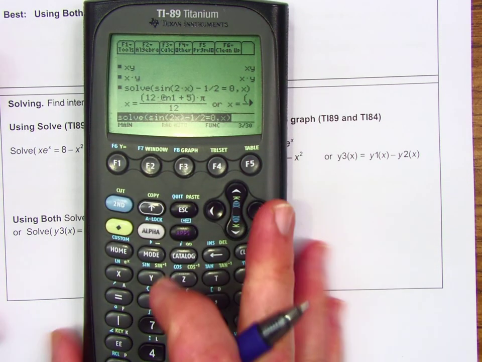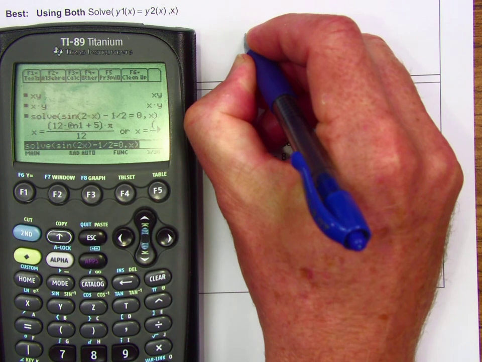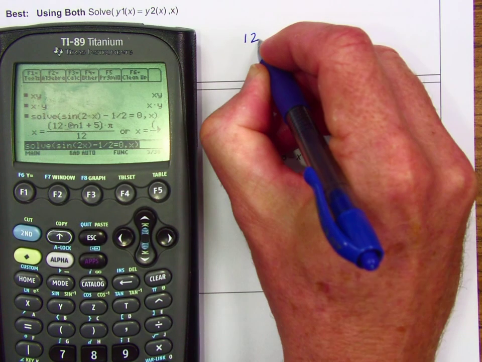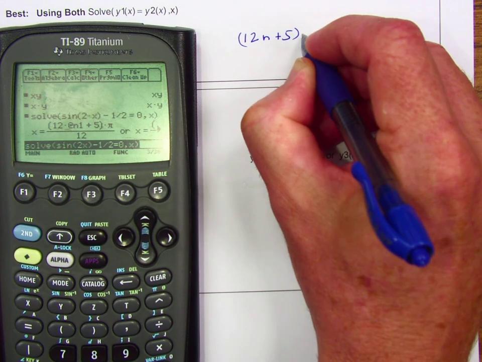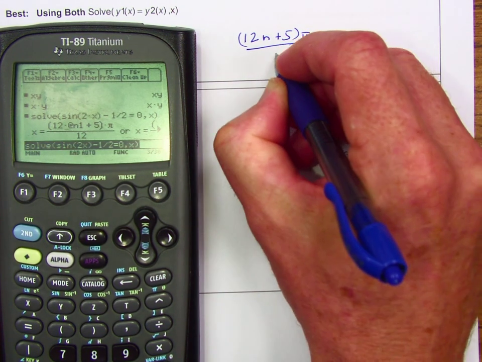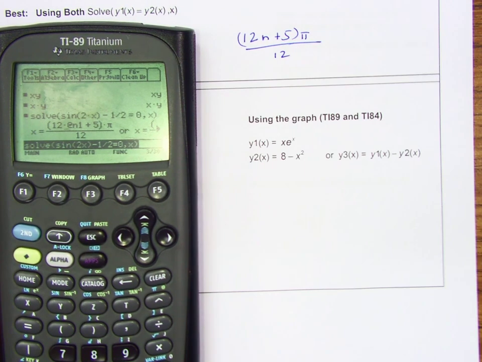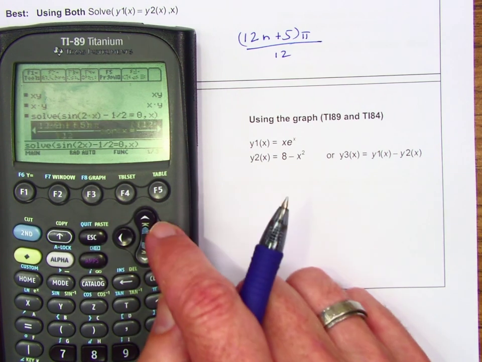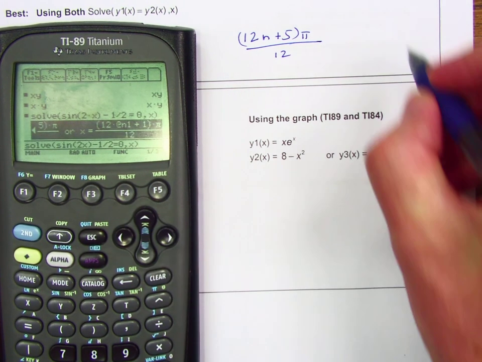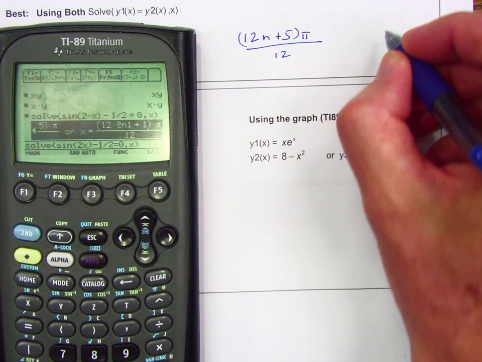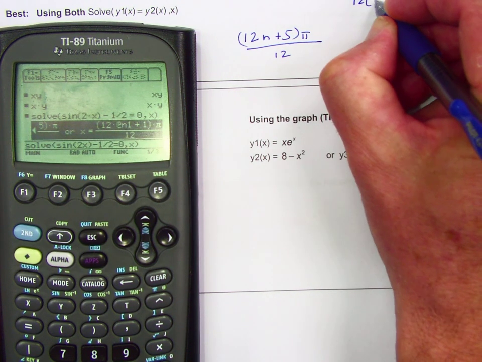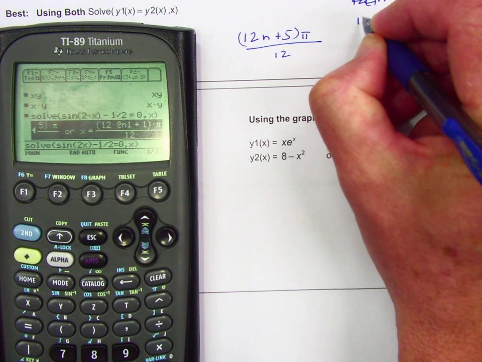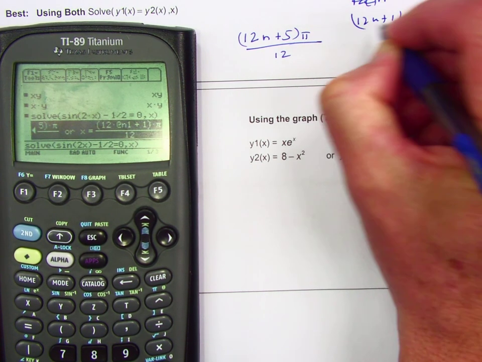So if I go back home, this means a constant. So that means 12 times some number n plus 5 times pi over 12 will give, that's a formula for the general solution, or there's another set of them, because remember this is periodic, so this will actually give it, and then it would be 12 times n plus 1, 12n plus 1 pi over 12.